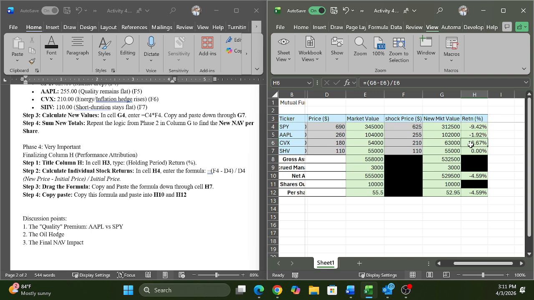Then the oil hedge, oil actually rose, and so it was great. The NAV impact because of this was therefore dampened. And that is Activity 4.1, really.